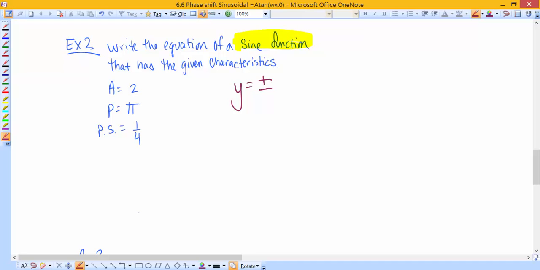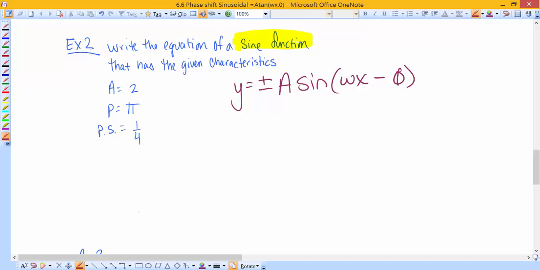So the general form of a sine function, plus or minus the amplitude. Remember, amplitude is always represented as a positive number because we're talking distance. But it could come from a negative or a positive coefficient. So we need to keep that in mind with the plus or minus. Then it's sine omega x. Then it's going to be minus your phi.